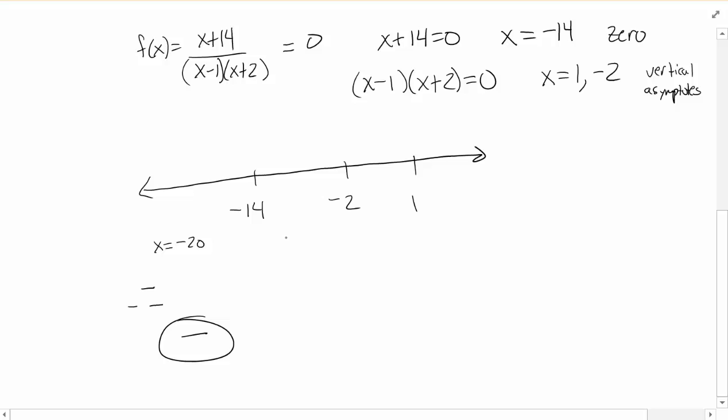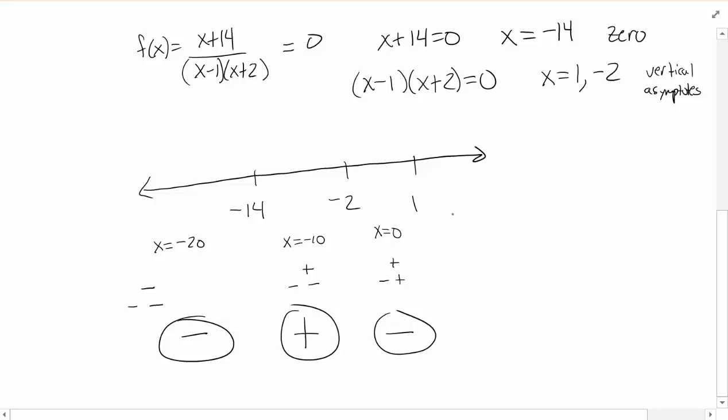Favorite number between negative 14 and negative 2, I'll go with negative 10. Plug it into the function: negative 10 plus 14, that's positive. Negative 10 minus 1, negative. Negative 10 plus 2, that's still negative. So overall, since I have two negatives and one positive, it's going to be positive in here. Favorite number between negative 2 and 1 is 0. 0 plus 14, positive. 0 minus 1, negative. 0 plus 2, positive. So overall, I'm going to be negative in here.